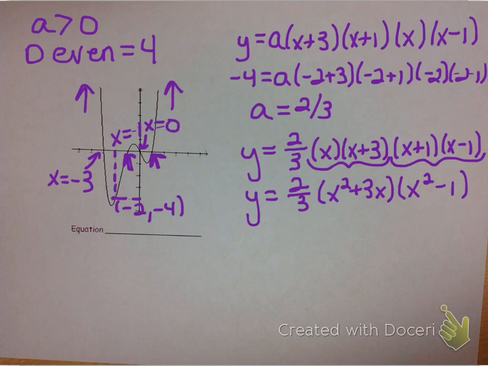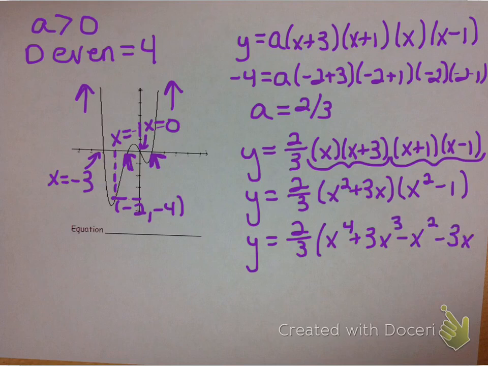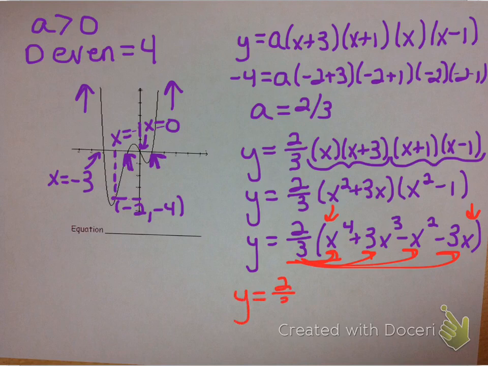So when I multiply the final time, it's still just foiling. And so what I should get is y equals 2/3, and when I FOIL all this out, I get x to the 4th plus 3x cubed minus x squared minus 3x. Okay, and then don't forget, make sure that you put parentheses right here and here so that the 2/3 isn't just attached to the x to the 4th, because you need to make sure to distribute through the whole parentheses. And so y equals 2/3 x to the 4th plus 2x cubed minus 2/3 x squared minus 2x is your final answer.